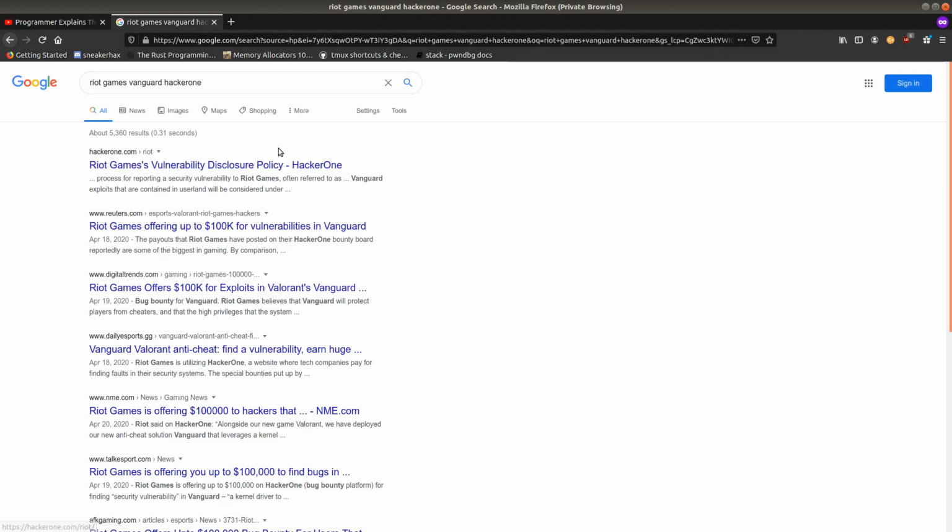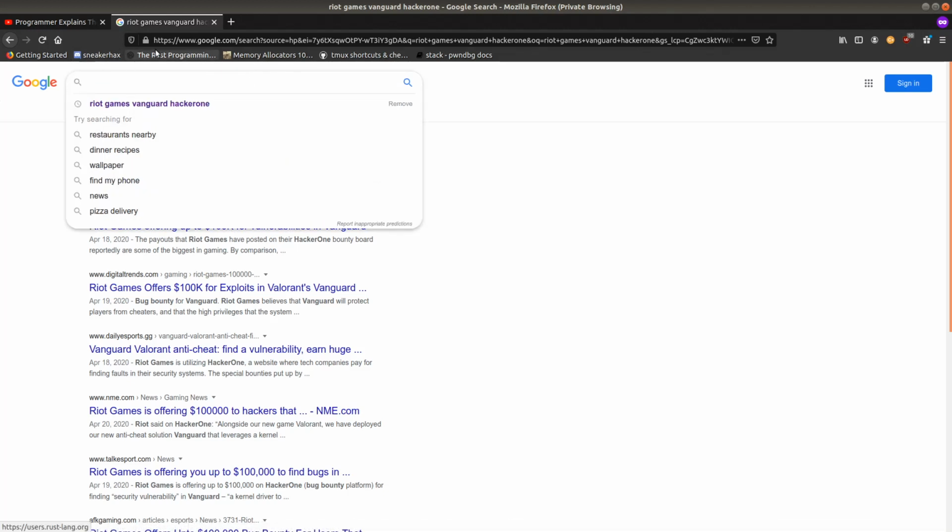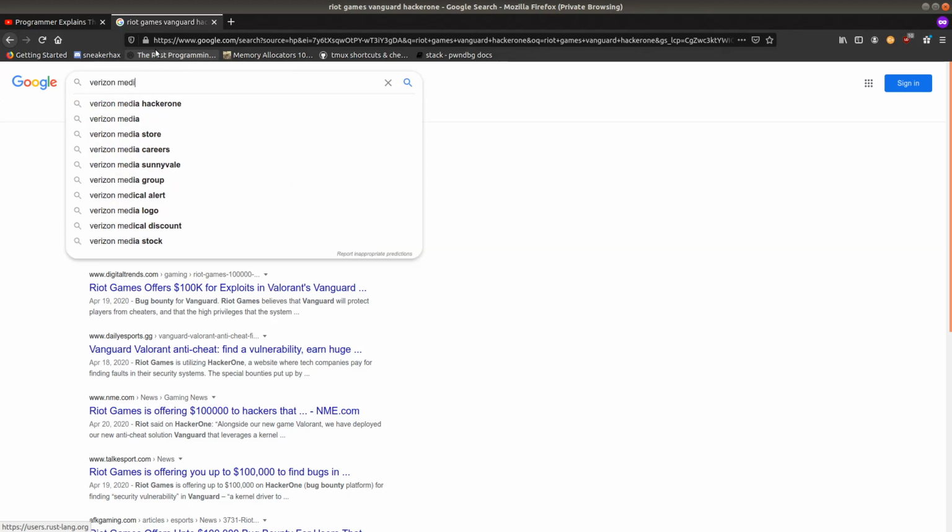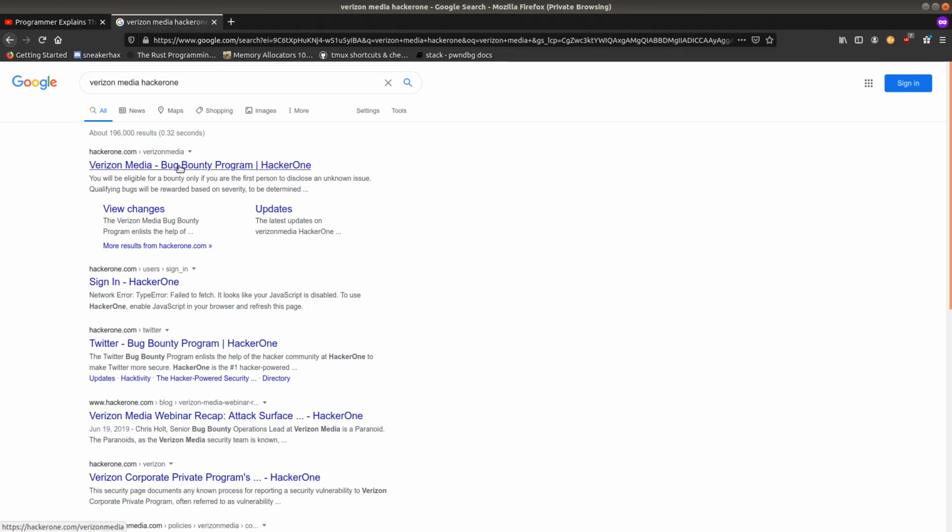Okay, so one thing you'll note about companies that actually do have secure software is they tend to have a bug bounty program. So let's just take a look at this real quick. But before I go to Riot Games, let's look at this. So Verizon Media has one, okay? And Verizon Media has had security issues before.